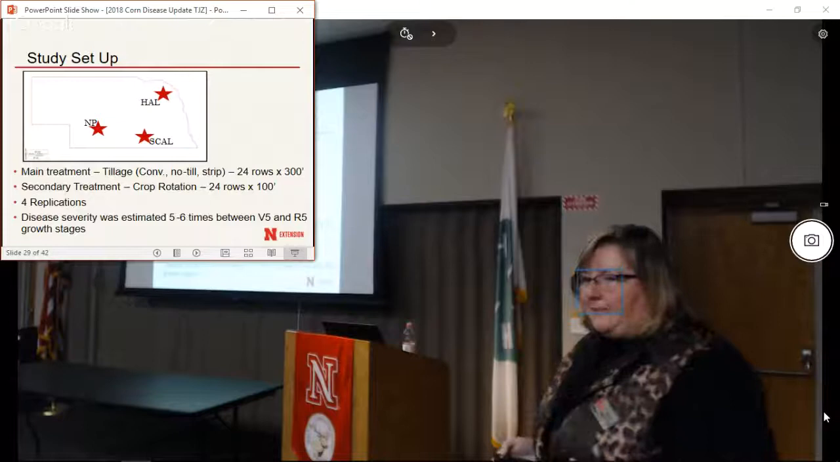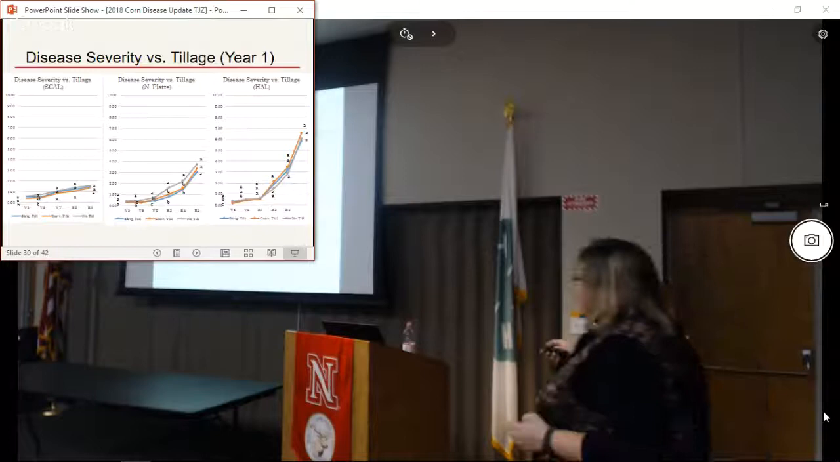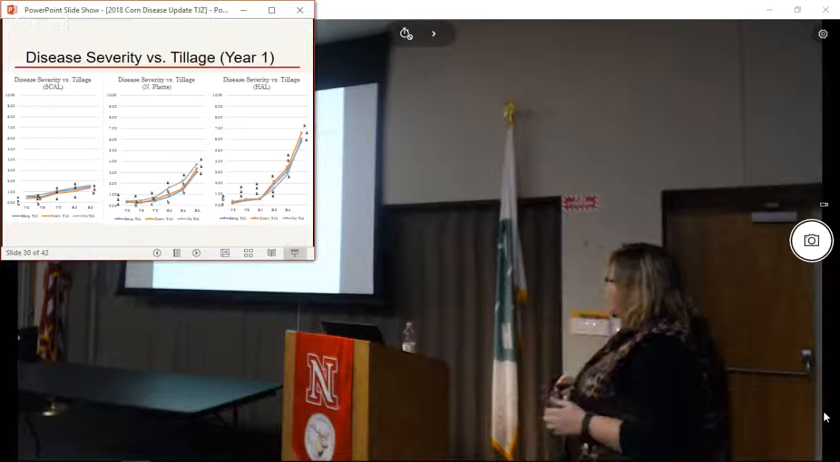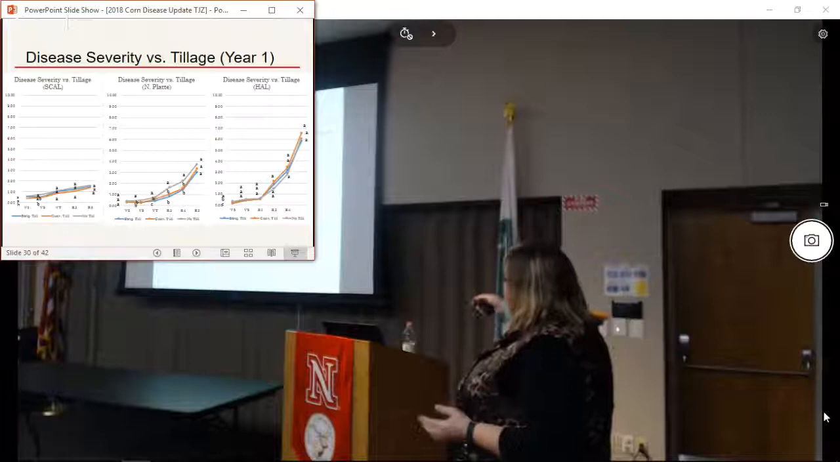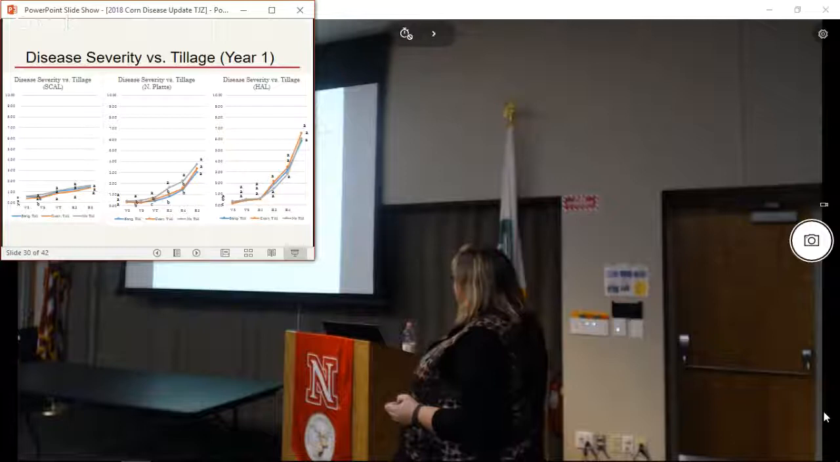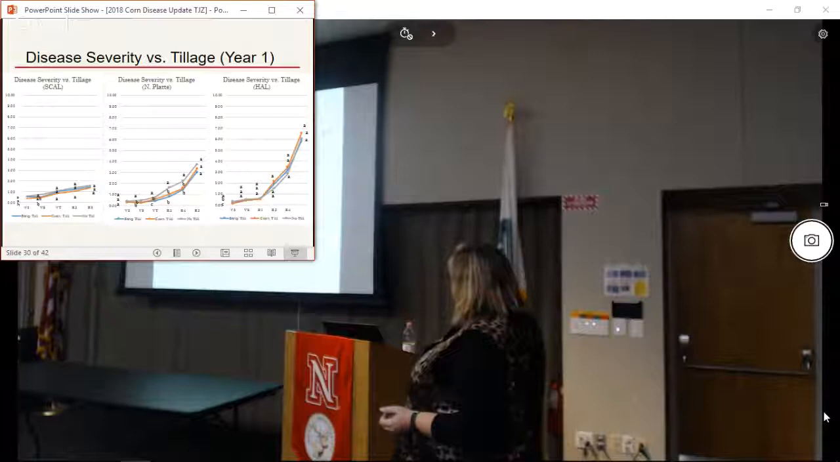In general, though, I'll show you that in these three graphs representing those three locations. So we've got, this is the Clay Center location, North Platte, and up northeast at the Concord location. And they all just represent disease development over time. In all of them, they had pretty low disease severity in 2017. In general, I think that was probably the case in many spots around the state where we had less disease. Surprisingly, the most disease we had was in the northeast this past year in the Haskell Ag Lab.